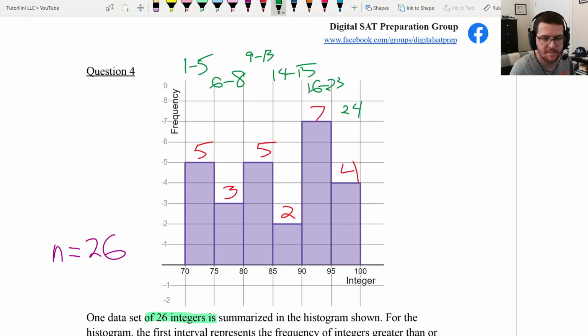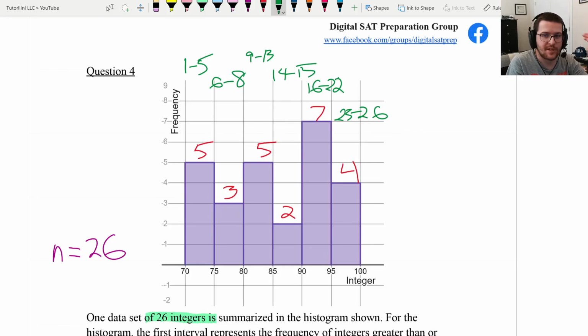Let me see. Okay, yeah, I see. I accidentally did 8 here. It should be 22. 15 plus 7 is 22. Good. And now we do 23 to 26. 23, 24, 25, 26. That's 4. Good. So you see the first bar contains 1 through 5. The next bar contains 6 to 8. The next bar. Again, you really don't need to go through all that.